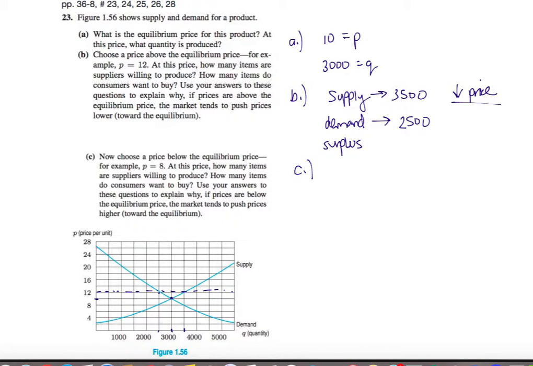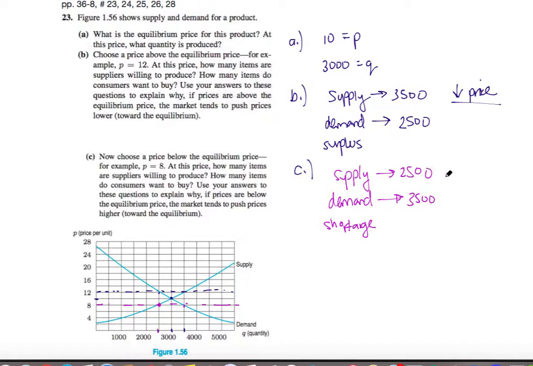So for C, we're looking at the same thing, but with a price below equilibrium. So that would be somewhere along this line. They suggest P equals 8. At this price, how many items are suppliers willing to produce? Well, the supply curve over here is now at the 2,500 mark, while the demand has changed to approximately 3,500. So in this instance, we have, like I tried to say last time, a shortage. There is too little product out there to purchase, so we have a higher demand than the amount of stuff we can actually buy.